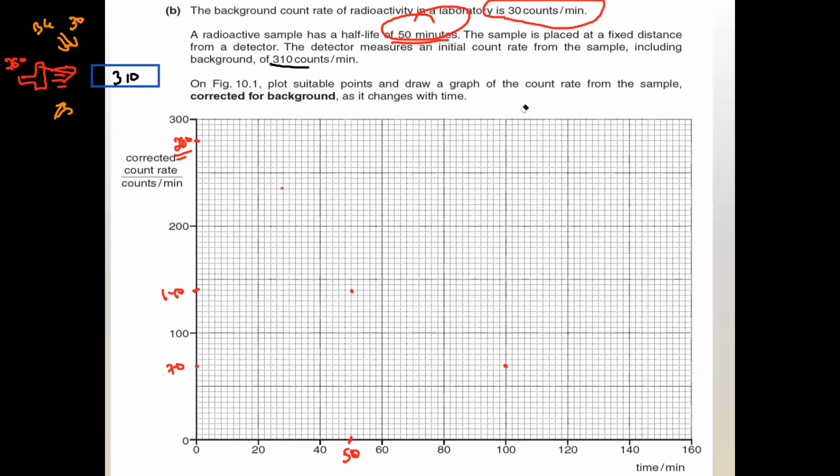Then after another half-life, 35 will be there. Each box represents 5, so 7 boxes will be there because we need 35. This is 10, 20, 30, 35. And at 150, because this was 100, then 150 will be here, and this will be 35, 7 boxes. So 1, 2, and 3.